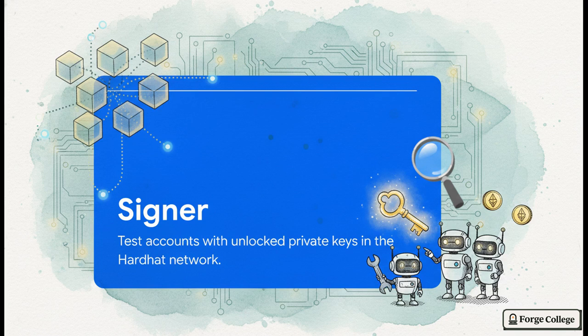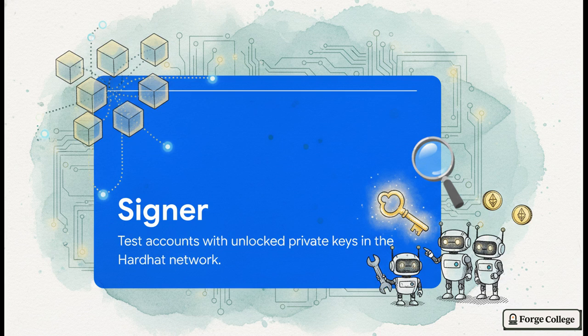To simulate that massive user base, we use a concept called signers. A signer is basically a test account provided by the local Hardhat network. It comes preloaded with 10,000 fake Ethereum, which sadly you cannot use to buy a real sports car, and an unlocked private key. Think of that private key as a VIP pass that lets your test script authorize actions on behalf of that specific fake user.